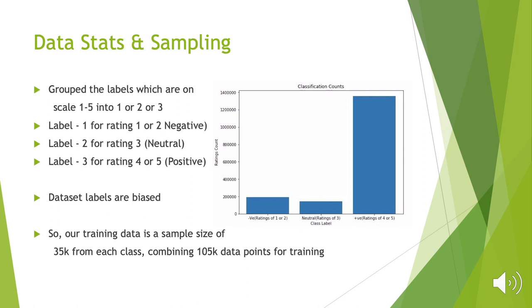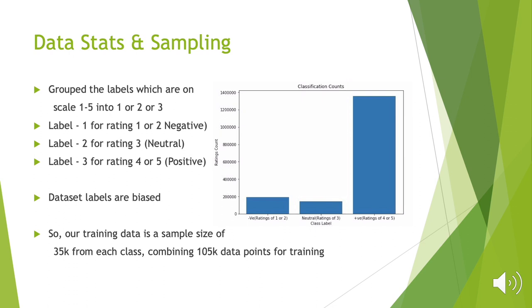The label 1 is for rating 1 or 2, which means negative, label 2 is for rating 3, which is neutral, and label 3 is for rating 4 or 5, which is positive. And our dataset labels are biased. Out of 1.7 million records, we have seen 1.4 million are positive, which are of rating 4 and 5, about 0.2 million are of rating 1 or 2, which are negative, and less than 0.2 million are neutral, which are of rating 3.